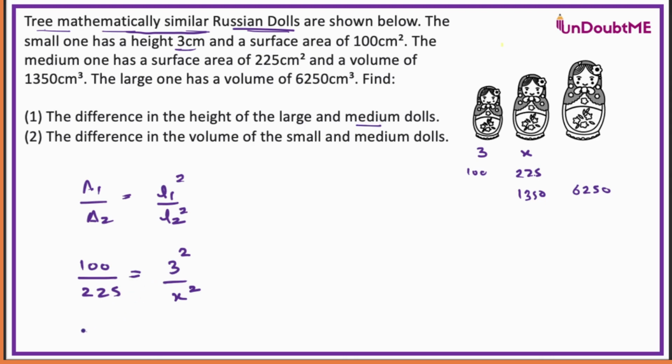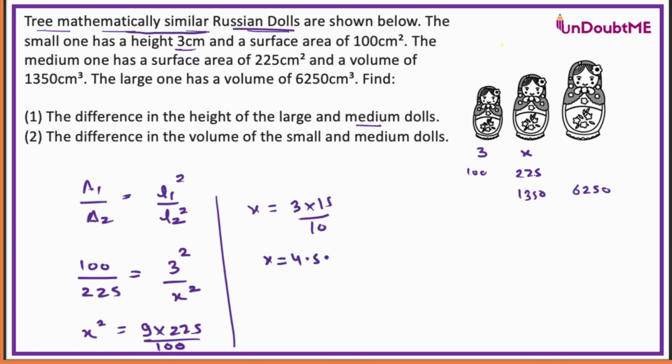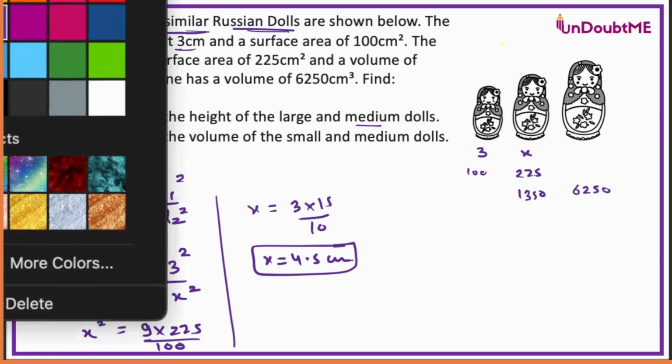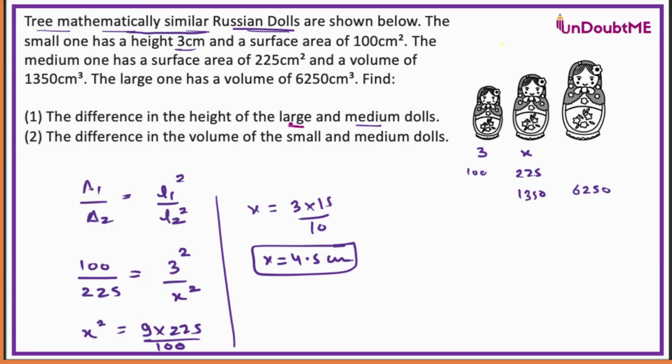So from here, when I solve for x, x square is equal to 9 times 225 over 100. And if you square root this, you will get x is equal to 3 times 15 over 10. It is 4.5 centimeter. So 4.5 centimeter is the value of x, which is the length of medium doll. Now we'll move forward for large. For large also we can do the same thing, but now we have to use this answer and we will use the volume.